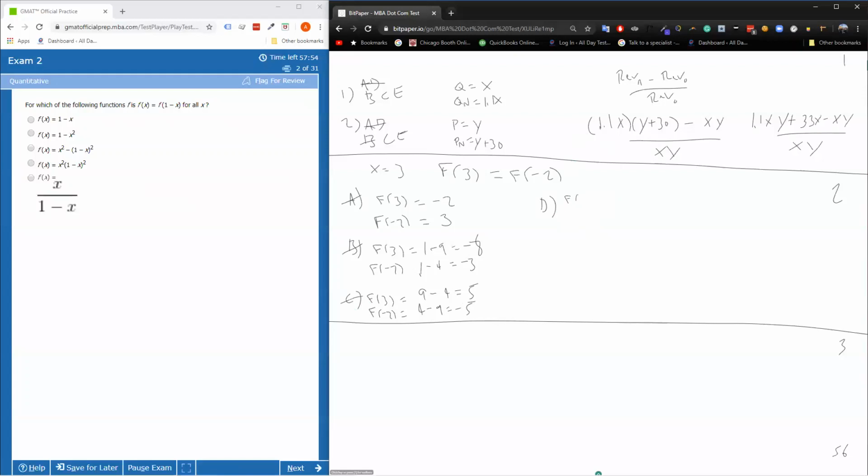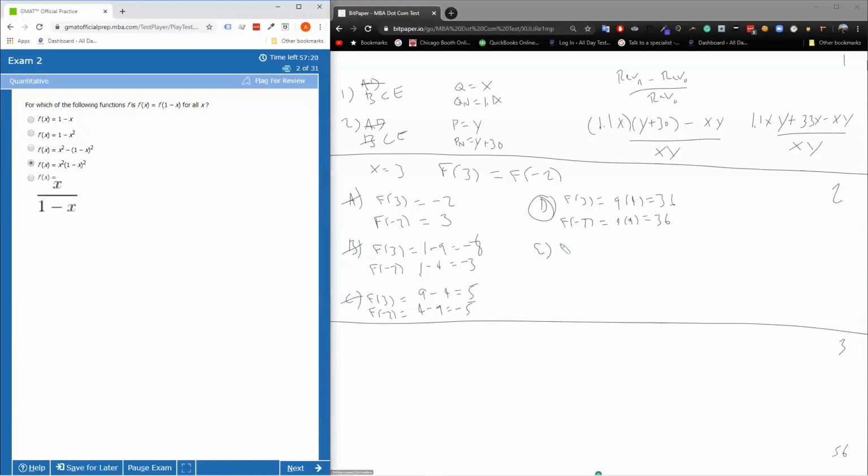For D, f of 3 is equal to 9 times 4, which is 36. F of negative 2 is equal to 2 squared, 4, times 3 squared, so 4 times 9, which is 36. They are equal. For the purposes of time, even though I haven't really proven that D is the right answer, it's possible E also gives something equal, and I would have to test them again, but I'm going to guess D.